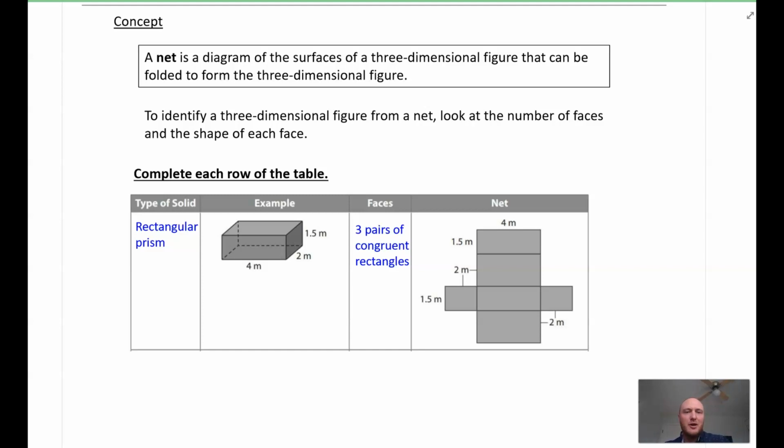So here's our first object, and just by looking at this object, and you should have this in your notes, you can tell that this is a prism. How is this a prism? Well, it has rectangular sides that are the same, and the base is a rectangle. So this is a rectangular prism. If you look over here at the net, you can see we have 3 pairs of congruent rectangles. So if it has rectangular sides, it is a prism.